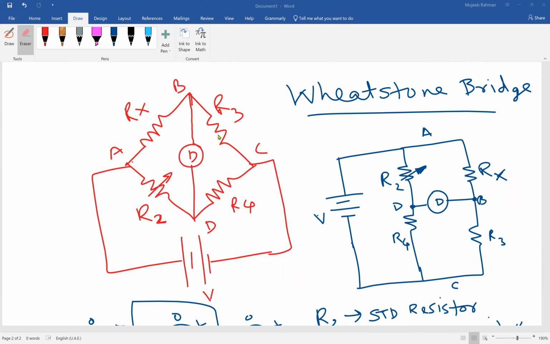So how to do the experiment? We have to make the connections: Rx is the unknown value of resistor that is to be calculated, R3 and R4 are known resistances, and then R2. And you have to apply the power. It's a DC power, because this kind of circuit is also called a DC bridge, as it is powered by a DC source. Then what you have to do is change the value of R2 until the galvanometer indicates zero deflection. You have to adjust it step by step, in a finer manner, so that the galvanometer indicates a zero reading here.